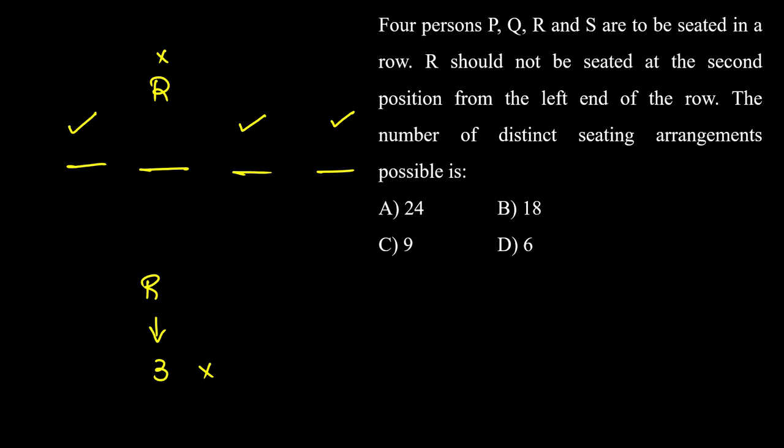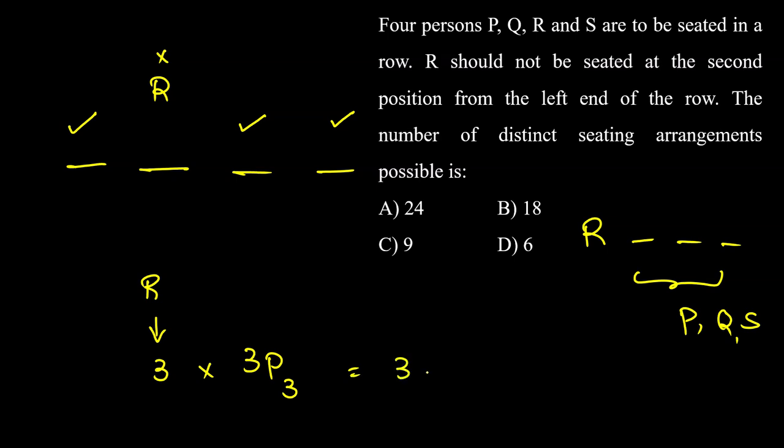And what about the remaining 3 people? R, you occupied one of the places, fine. For the remaining 3 people, there is no condition. 3 places will be available. Let us say I put R in the leftmost place. Still, how many places are available? 3 places. How many people are there? 3 people. 3 places, 3 people means 3P3, 3 factorial. So 3 into 3P3, which is 3 factorial, which is 6. 3 into 6 is equal to 18. Option B.